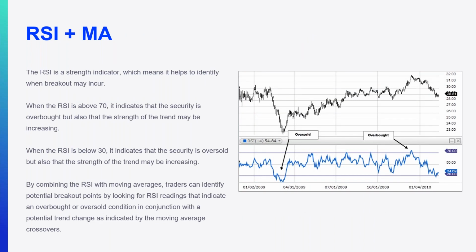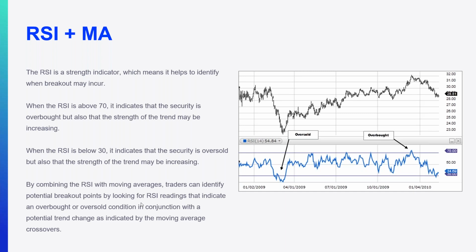Now let me show you an example of the RSI and the moving average. Of course, the RSI, as was said, we're looking at the 70. It's overbought, and the strength of it may be increasing. When we are below 30, it indicates securities are oversold, but also that the strength of the trend may be increasing as well, because we're looking at the downtrend.